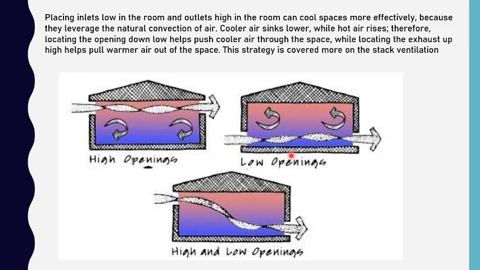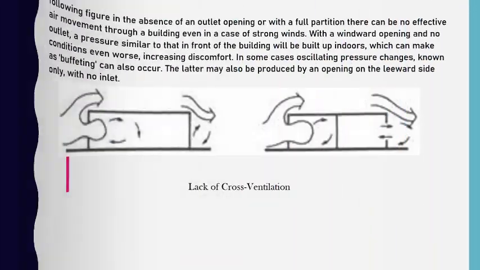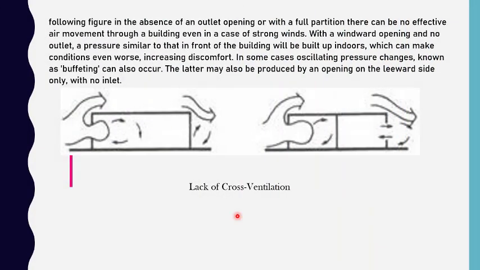Here in this picture, you can check out high opening, low opening, and high and low opening. This particular thing has been properly explained in the 3 pictures below. Following figures, in the absence of an outlet opening or with a full partition, there can be no effective air movement through a building, even in case of strong winds.